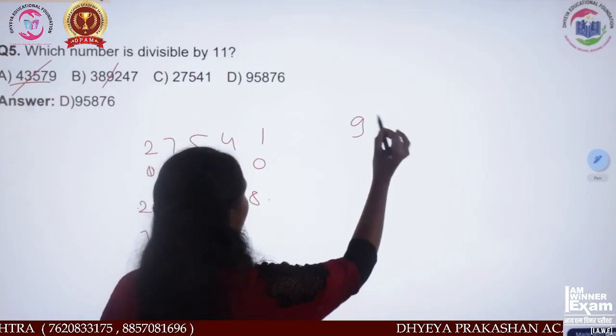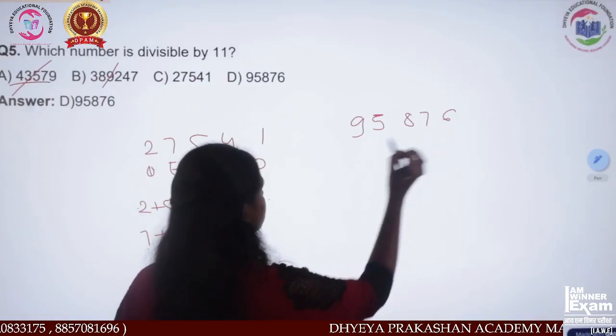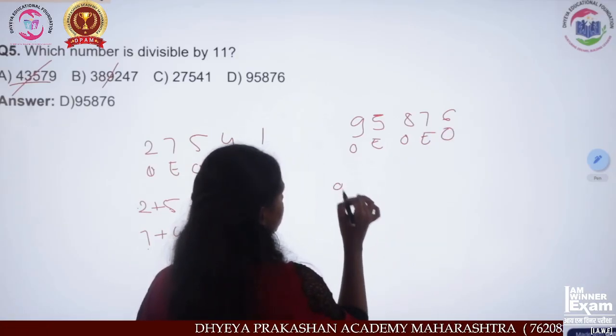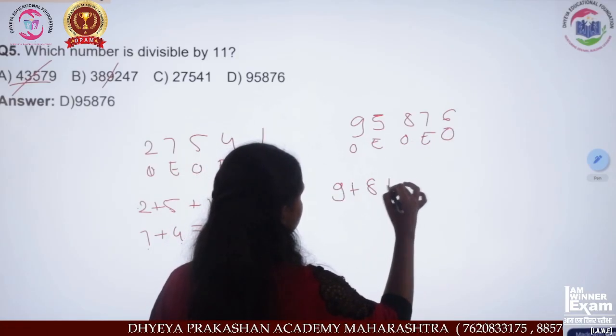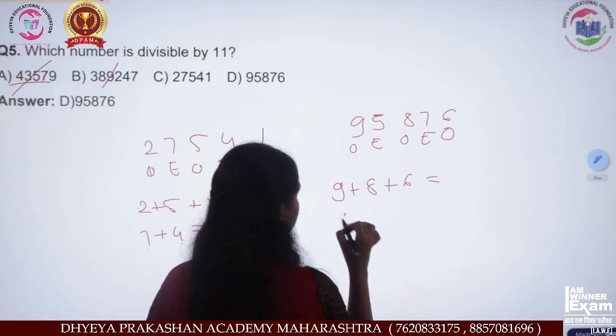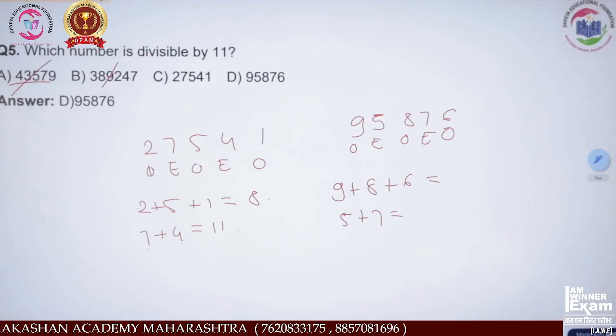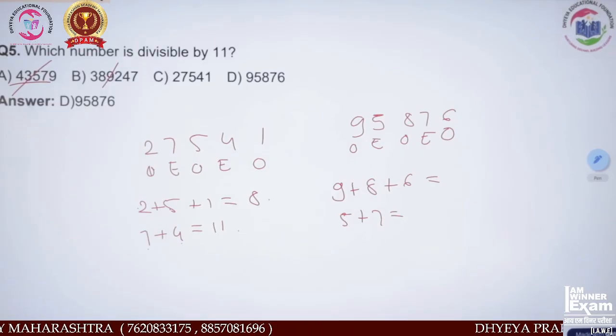Then next term, that is 9 5 8 7 6. Odd, even, odd. So take out the odd digits separately, okay, and then the evens. Now just check what is the number.